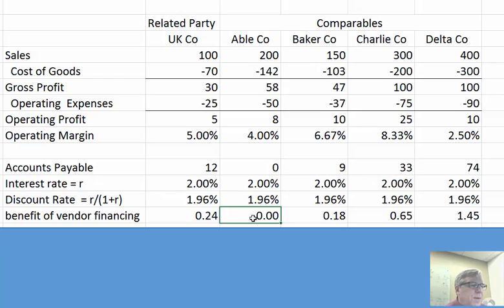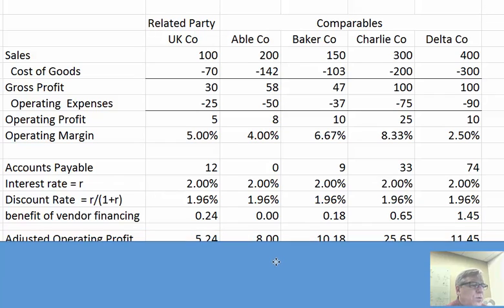And we get that by looking at the discount rate times the accounts payable, which tells us the benefit on a net present value basis here. And you can see these numbers change across the different firms, and it's going to be dependent upon how large the accounts payable are overall, plus the discount rate. Well, let's take this a little bit further now.